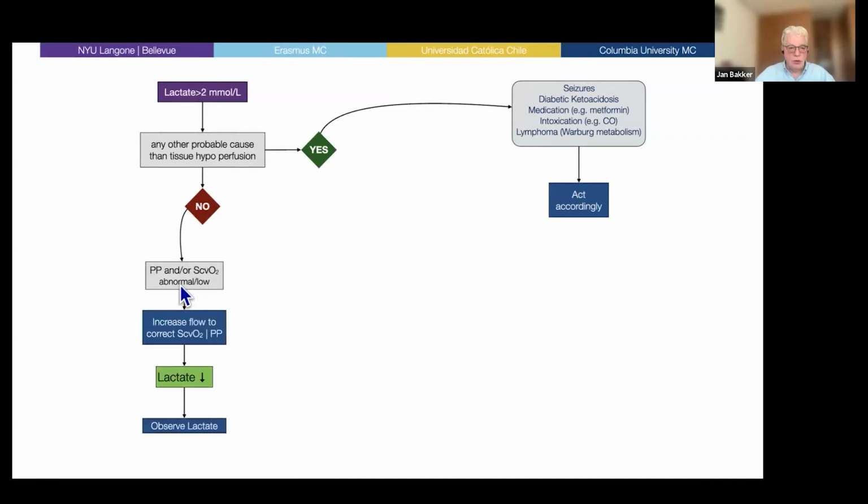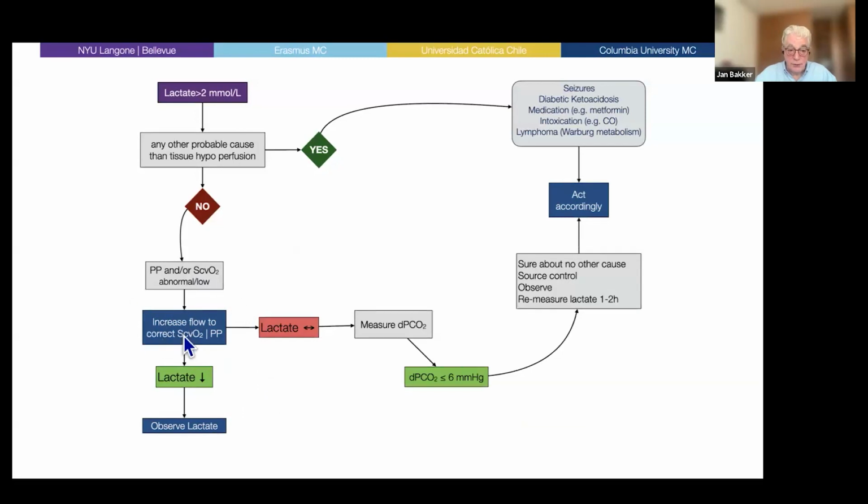If your peripheral perfusion or your ScvO2 is abnormal or low, you have a flow problem. It doesn't tell you what kind of flow problem, but you have a flow problem. So solve the problem, lactate should decrease, and then you wait and see. If you increase the flow and correct the ScvO2 and peripheral perfusion parameter, you do basically the same. You measure, and if your lactate doesn't change, you do delta PCO2 again. If your delta PCO2 is still abnormal, you have to work harder. You have to increase the flow even more, and that should lead to a decrease in lactate.